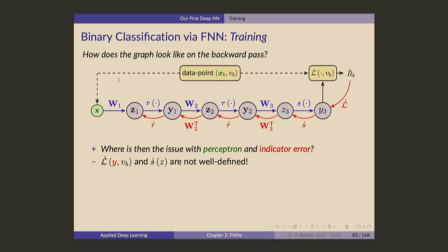Any other value is going to give me 0 loss when this is not the exact label, when this is the exact label, right? Anywhere else is always going to be 1, right? And you take the gradient, that is again 0, right?